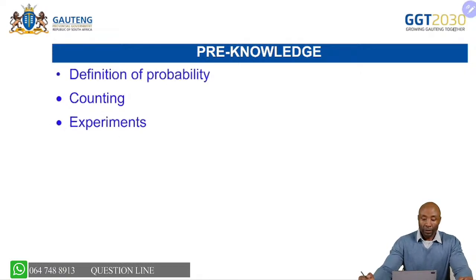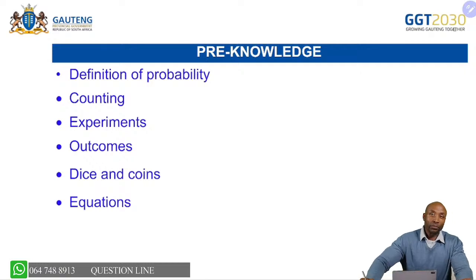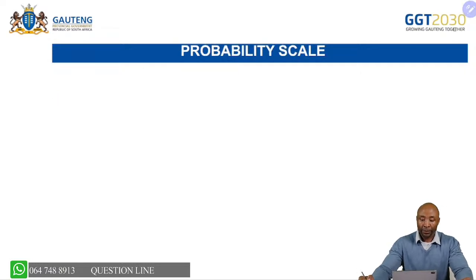Now, our pre-knowledge, we should be able to count. We should know what experiments are, and we should be able to know the definition of probability. We should be able to know the definition of an outcome. We should be knowing some of the tools we use in probability, our dice and coins, and we should have a knowledge of solving equations.